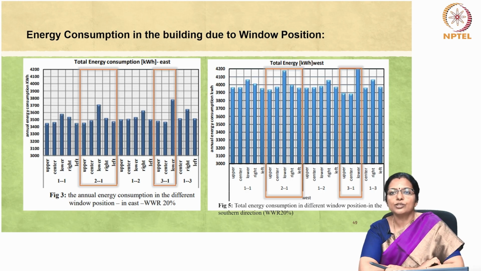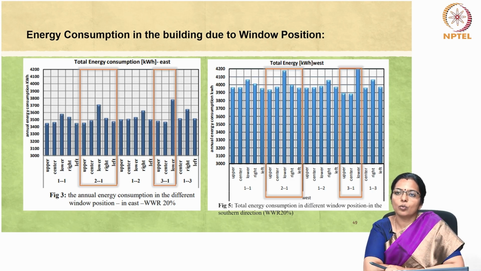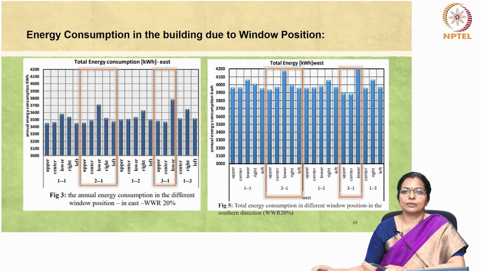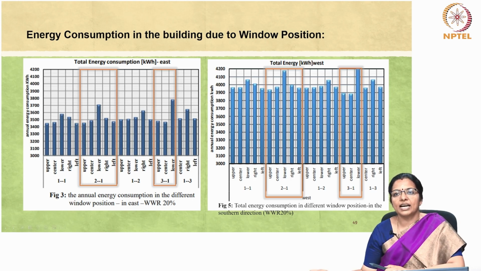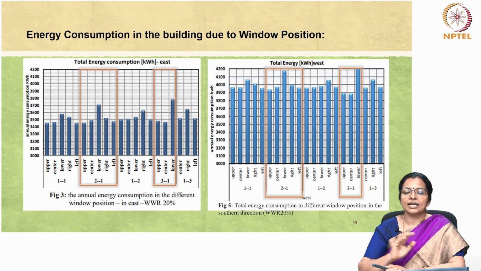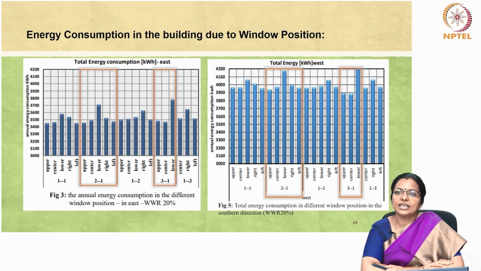Specifically, the ratio of 3:1 exhibits the highest energy consumption, totaling 3800 kilowatt hours, surpassing that of the 2:1 and 1:1 ratios. The western facade exhibits the highest annual energy consumption compared to other facades as depicted in these diagrams. Interestingly, the upper and center rectangular 3:1 window configuration yields the lowest consumption for the facade. Conversely, the bottom rectangular 3:1 window configuration results in the highest consumption.